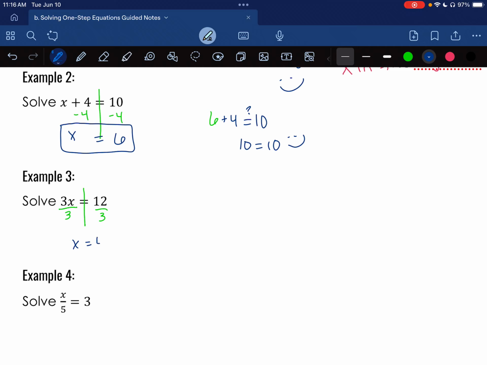And so again, if I want to check my work, it works a lot the same, where I'm going to rewrite the original equation, but instead of putting in x, I'm going to put in 4. And lo and behold, 3 times 4 is 12. So that one worked out as well. All right, go ahead and try this division one here and let me know what happens.